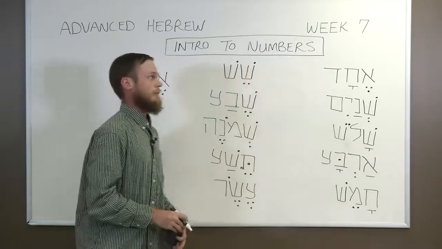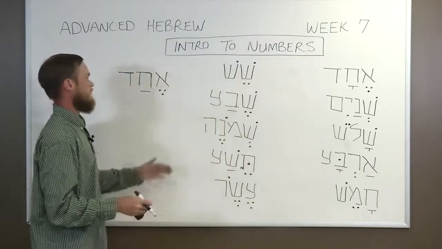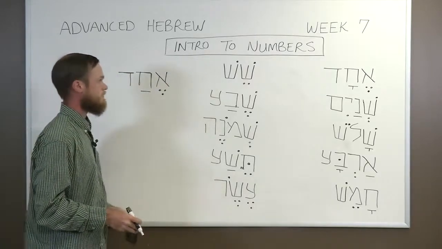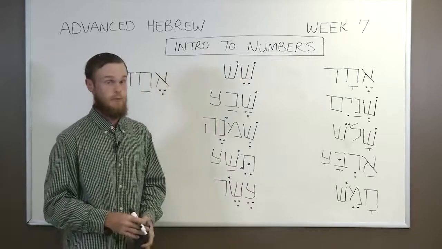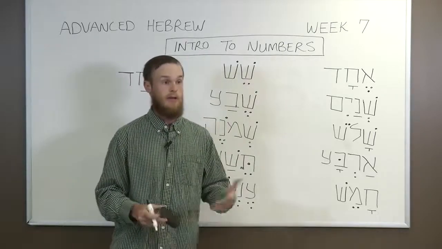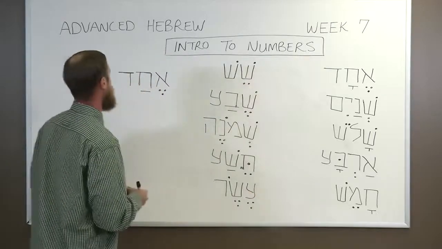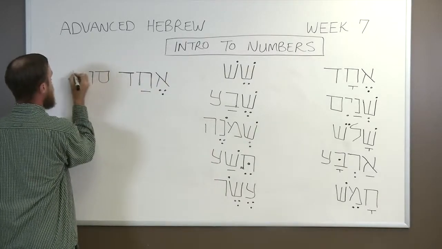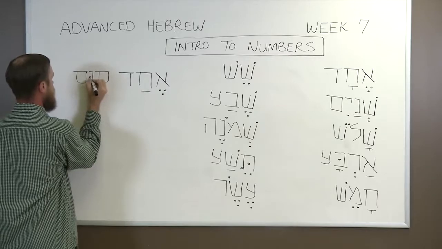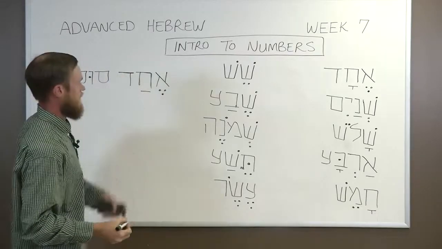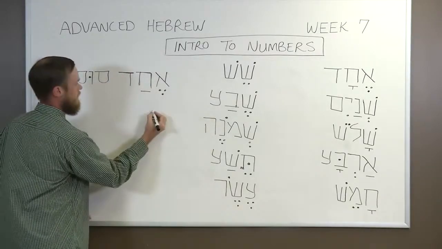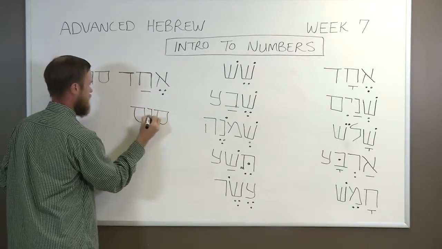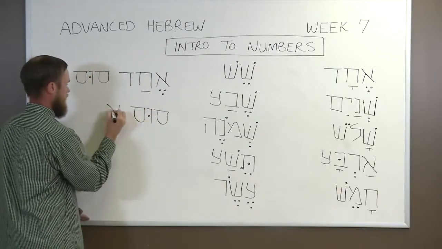But regardless, you'll see echad spelled like this when it is put in the construct state. So sus echad would be one horse. We could also say echad sus, and we're saying one of horse. Now we would just translate this one horse, just like we would sus echad. So sus echad is being used as an adjective. Echad is being used as an adjective.